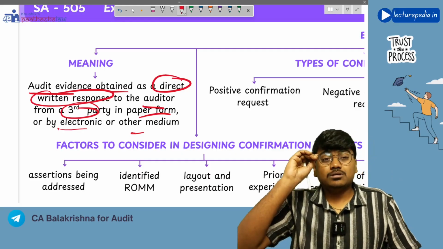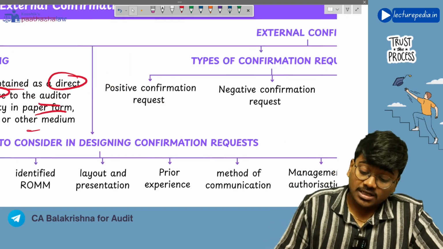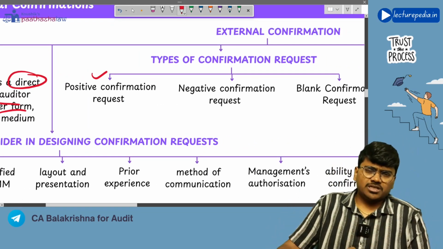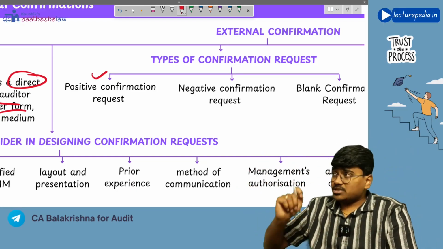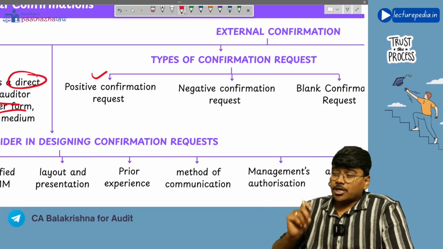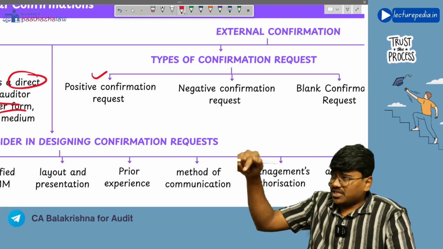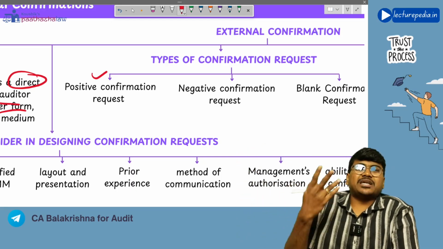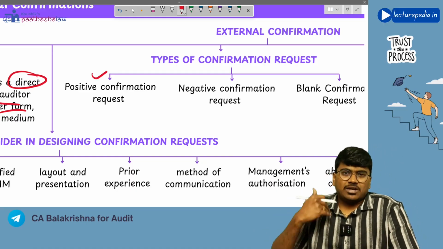Right. Now there are types of external confirmation. First of all, the positive confirmation request. A positive confirmation request means you will send a request to the third party, and in that request you will mention, see third party, please respond to me in both situations, whether you agree or don't agree with the information that is present in the request. In both situations you respond to me. That is known as a positive confirmation request. Next, the negative confirmation request.